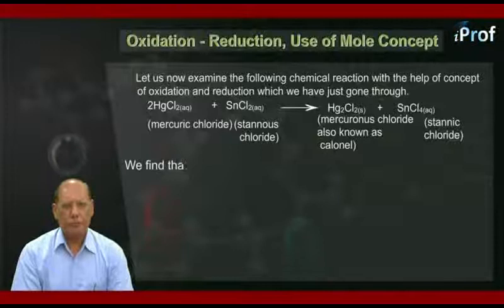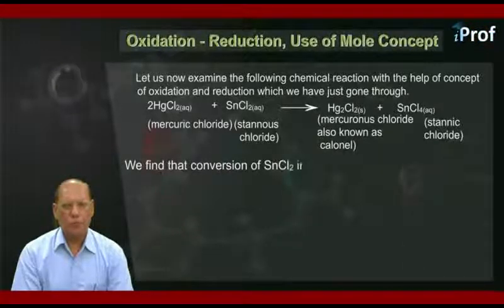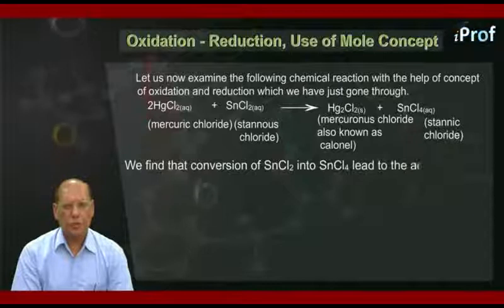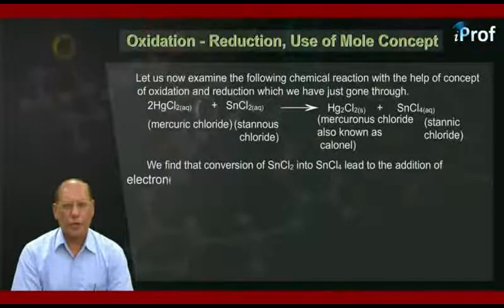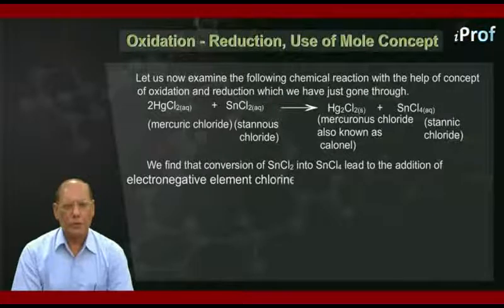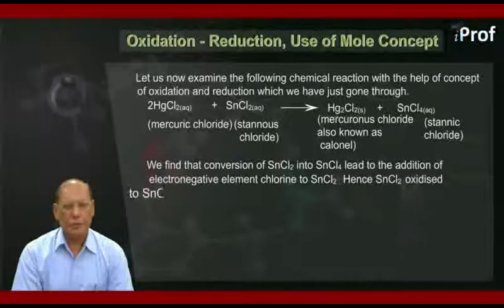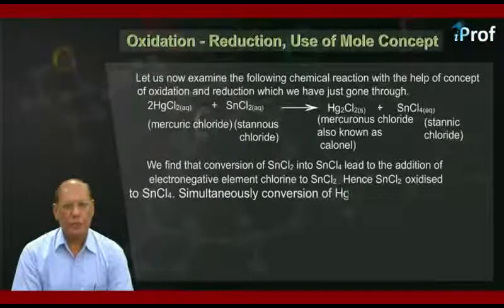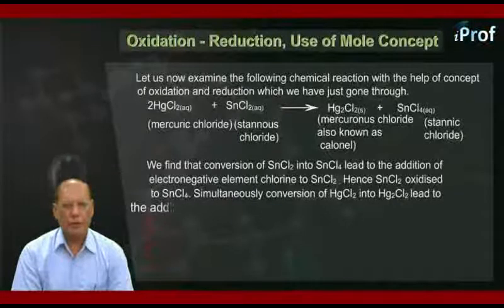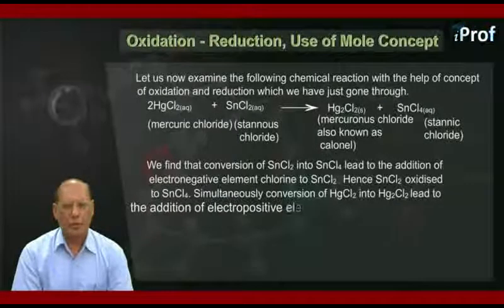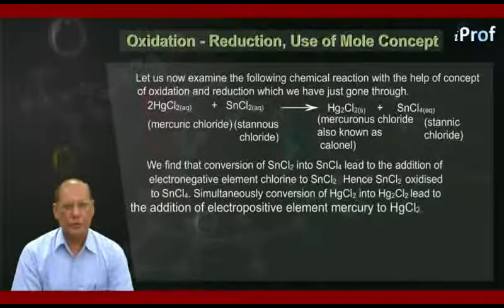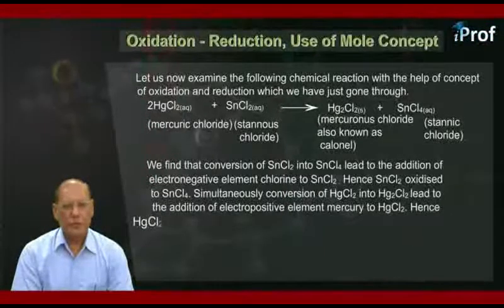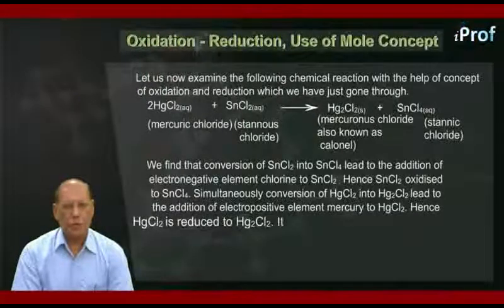We find that conversion of SnCl2 into SnCl4 leads to the addition of electronegative element chlorine to SnCl2. Hence, SnCl2 is oxidized to SnCl4. Simultaneously, conversion of HgCl2 into Hg2Cl2 leads to the addition of electropositive element mercury to HgCl2. Hence, HgCl2 is reduced to Hg2Cl2.